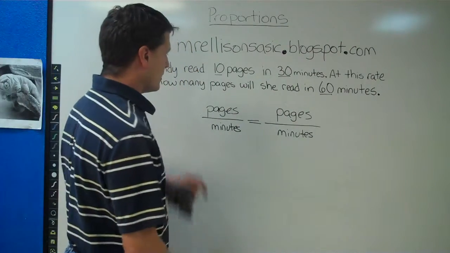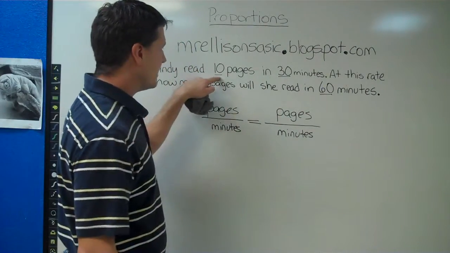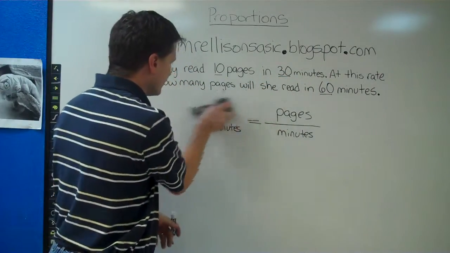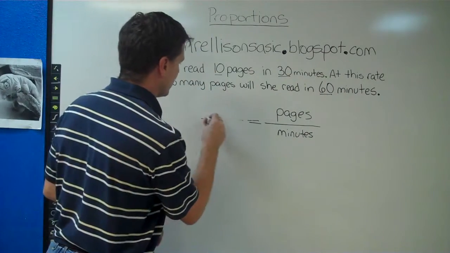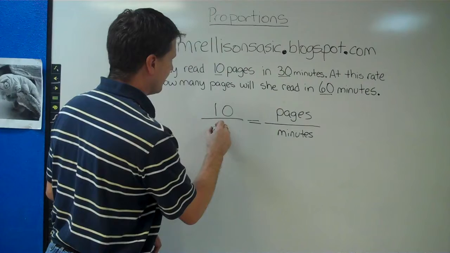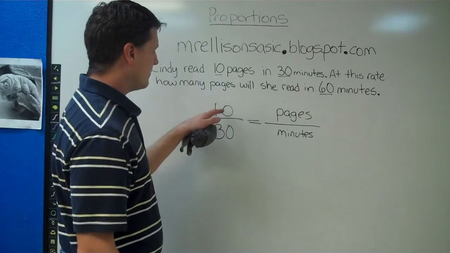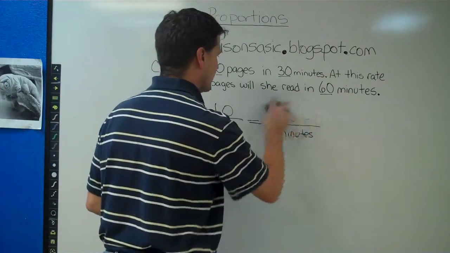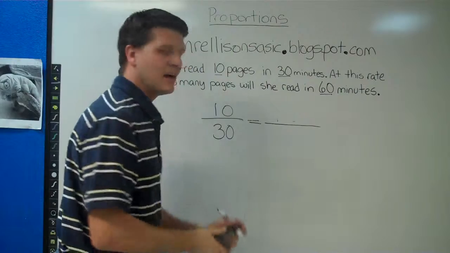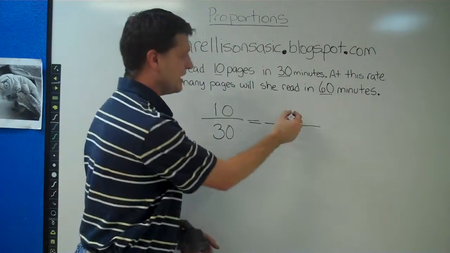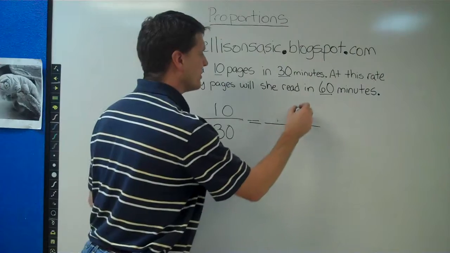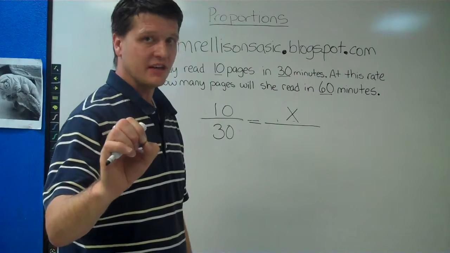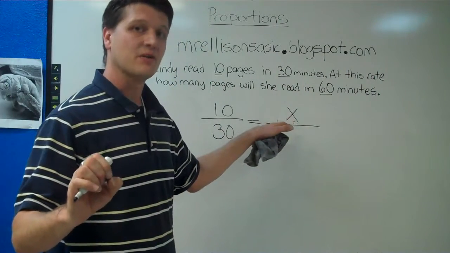Now we're going to try this. We've got 10 pages over 30 minutes, so we're going to put 10 pages in 30 minutes, and that's equal to, and they're saying, at this rate, how many pages? Did they say the number of pages? No. So we're going to put a variable there. There is a digit that represents that part of the ratio on this side, okay?